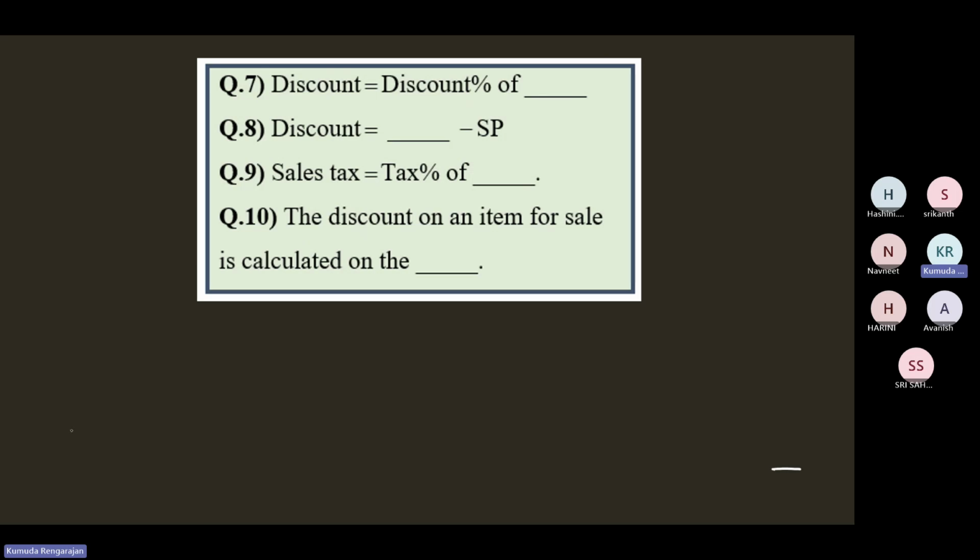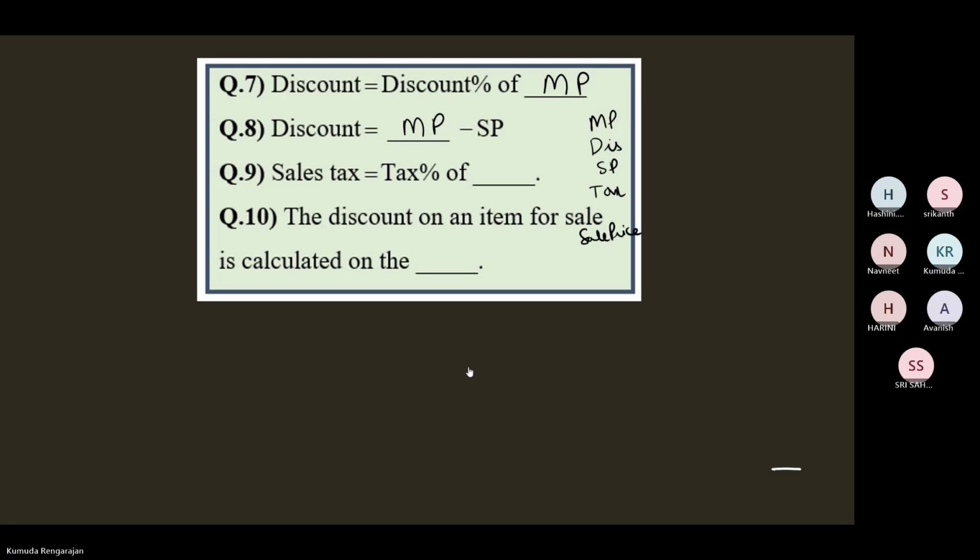Discount is equal to discount percent of MP, that is, discount is calculated on the marked price. Discount is equal to MP minus SP. The difference between the marked price and the selling price is the discount. Sales tax is tax percent of MP? Wrong. Sales tax is not on MP, it's on SP. MP, discount, selling price, tax, sale price. This is the order.